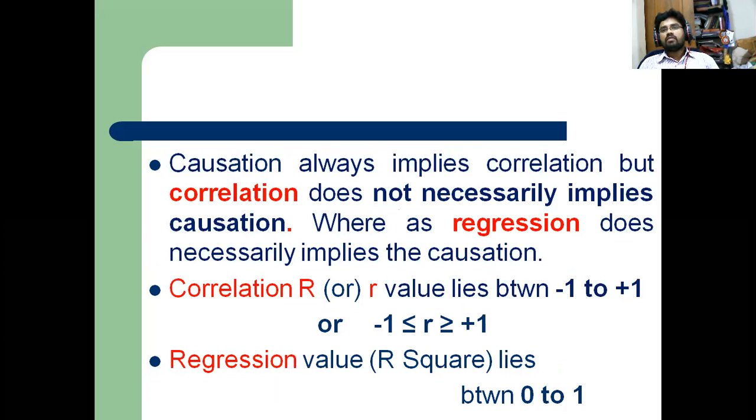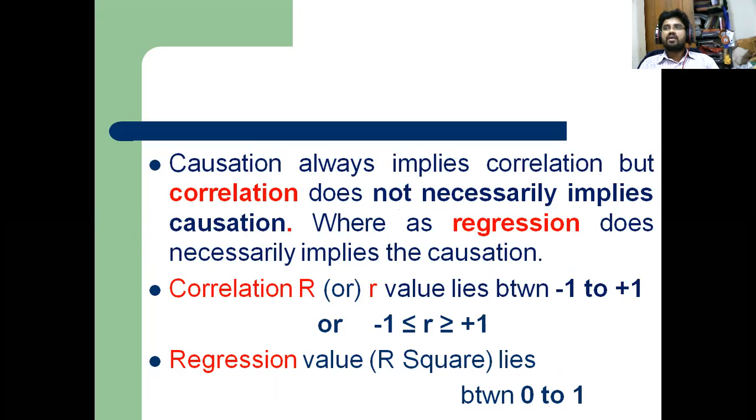And causation always implies the correlation. So you can remember that causation always implies the correlation. When there is a cause and effect, there should be some relation. When there is a relation, there should not necessarily be a cause and effect.